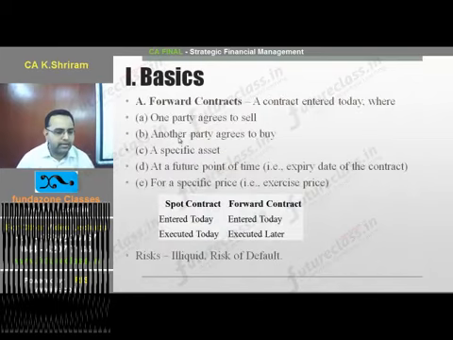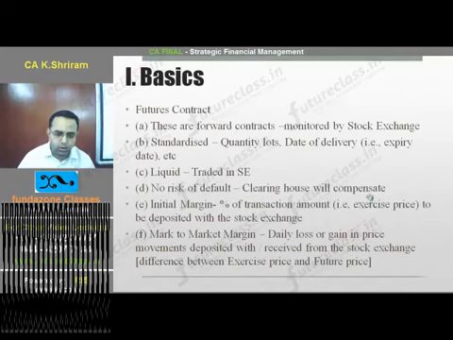In a forward contract, there is a buyer of the forward, a seller of the forward, an underlying asset, an exercise period or expiry date, and an exercise price. The risk in the forward contract is that there is a risk of default and it is illiquid. You can't transfer it to any other person. To overcome this, we have something called a future contract.